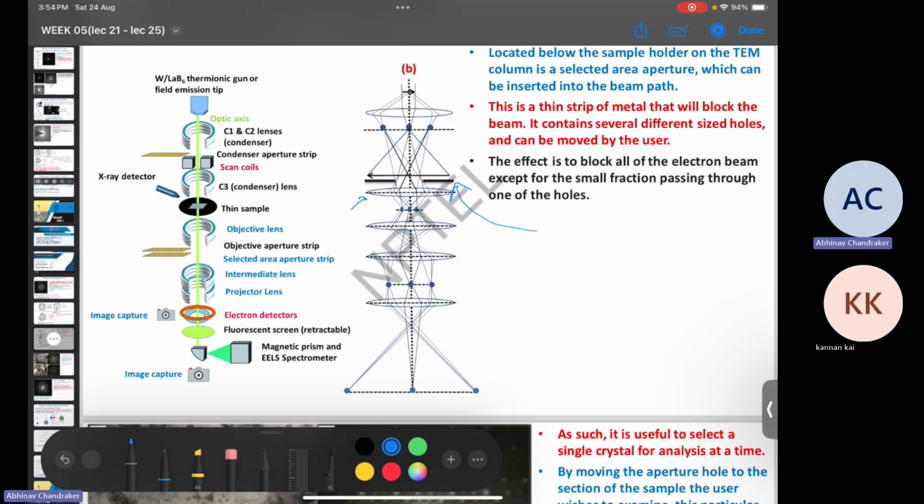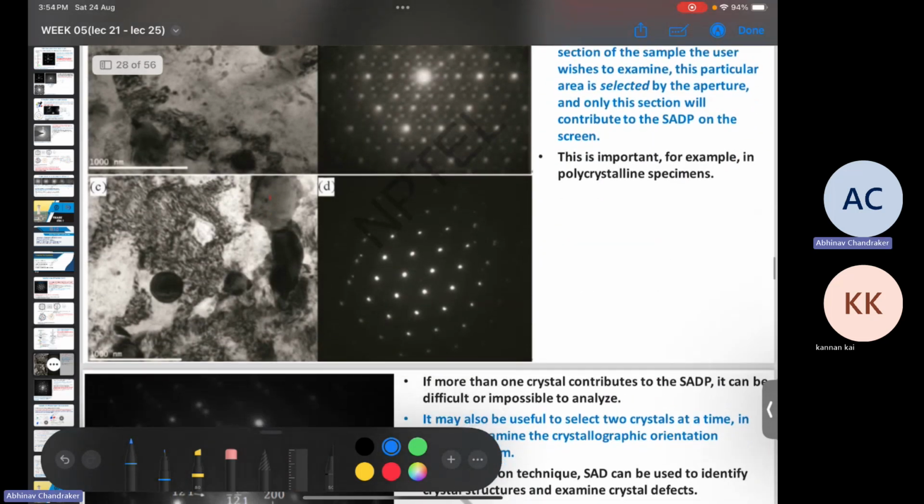So if you have the specimen sitting here, then what we can do is put a thin strip of metal to block the beam such that the beam will only pass through your region of interest in the specimen. This can be done by putting a thin strip or an aperture either just above or below the specimen, or at the image plane. So we can put the aperture in the image plane, and from that we can select the area of interest we have in our specimen and get information related to that only.